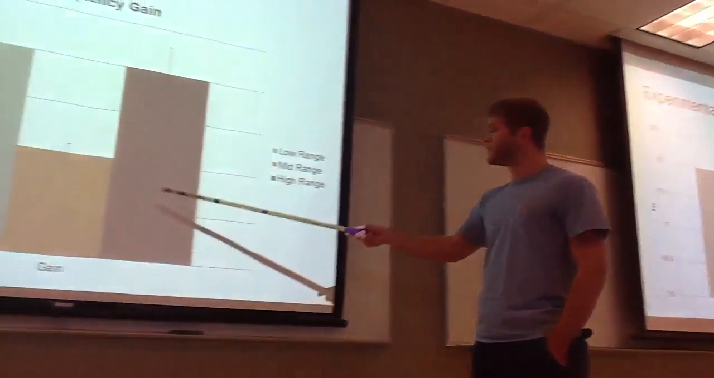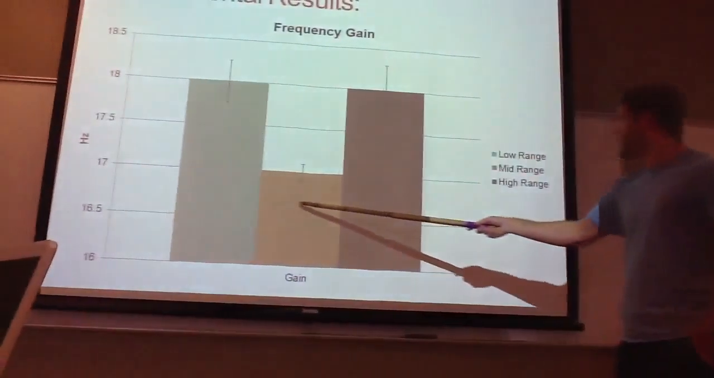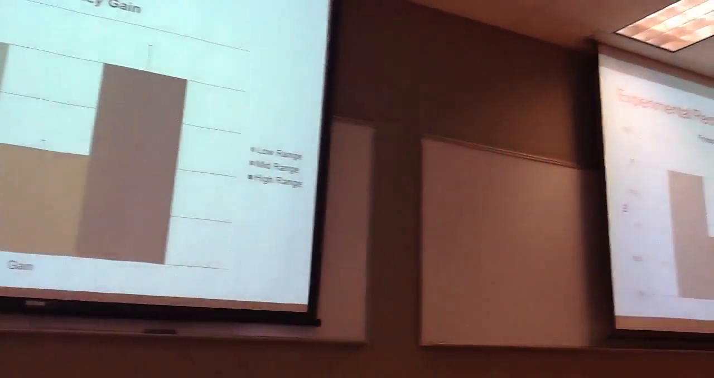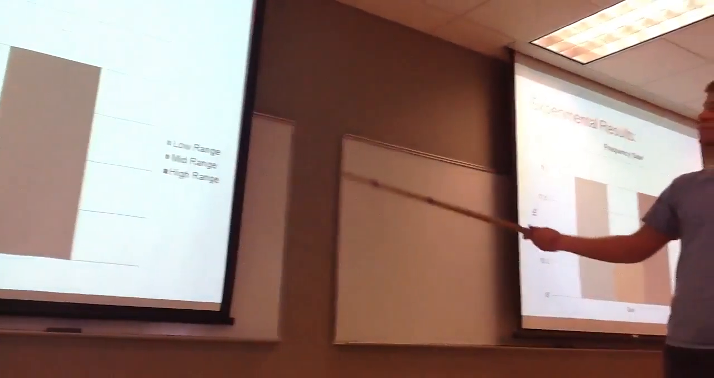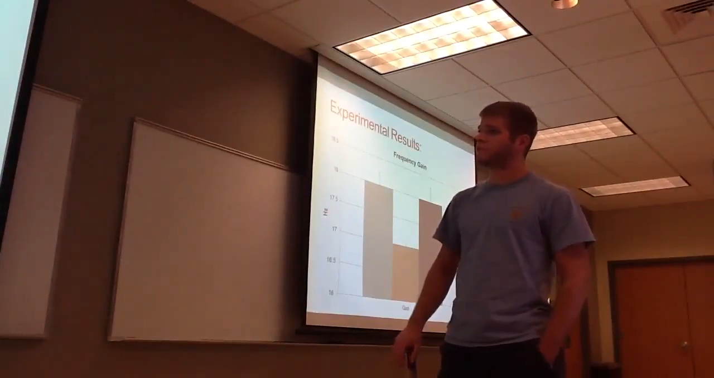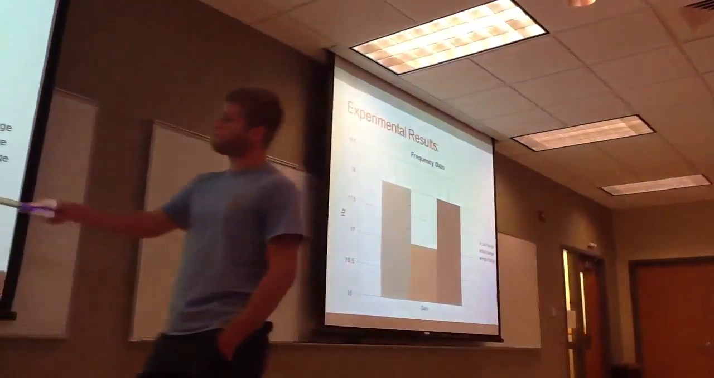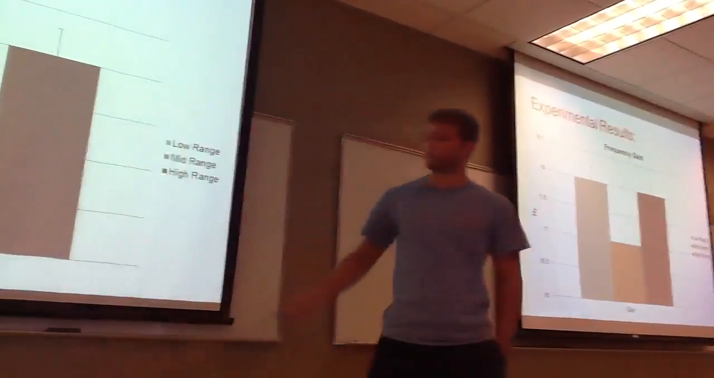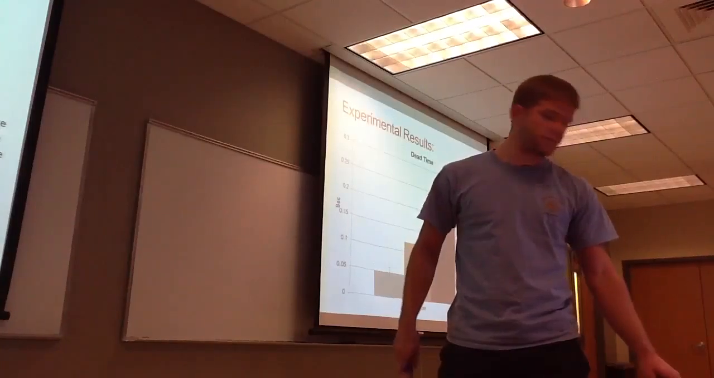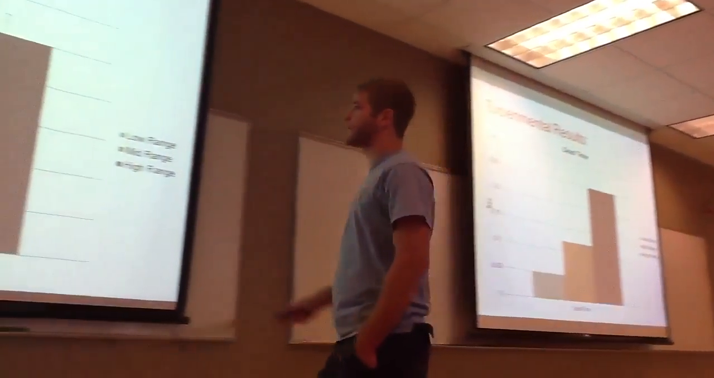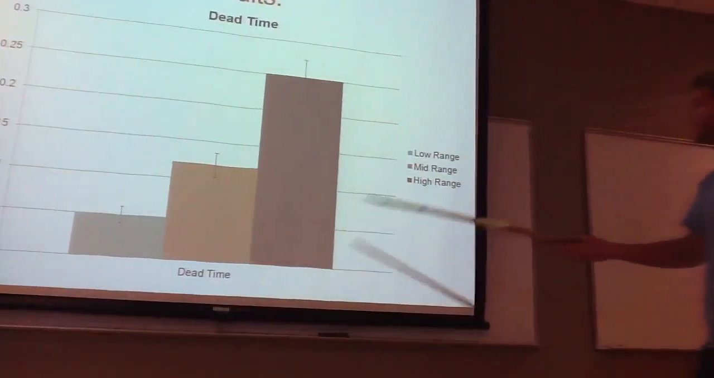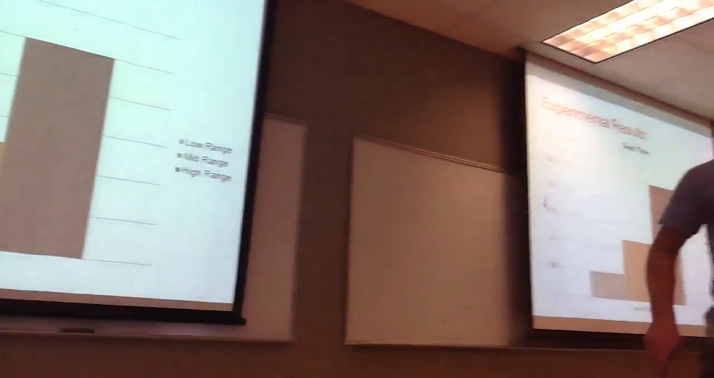In the frequency, you have your low, medium, and high range, and this is the difference in the gains with the error. The gain was fairly close when you actually looked at it. It's only about 1 hertz off at its maximum. Dead time, also very small when you actually take into consideration from your high to your low. Your dead time was increasing on the frequency model.